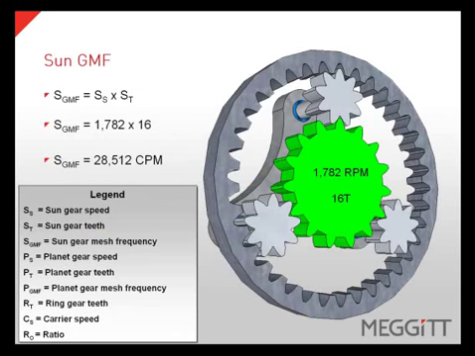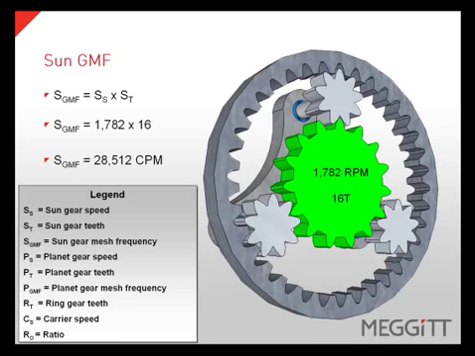If we know the mechanical makeup of the gearbox, we can calculate what frequencies are going to be generated. First, let's look at the sun gear mesh frequency. If we know the speed of the sun gear and the number of teeth on the gear, we can determine the sun gear mesh frequency.